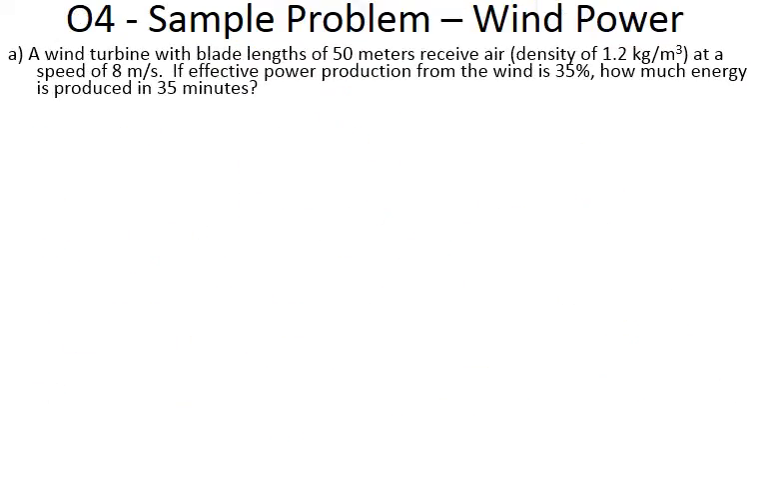Now for this one, we have a turbine blade of 50 meters, and we have the density of the air. The speed of the air coming through is 8 meters per second. And we want to find the effective power production if we're getting 35% of effective power, how much energy is produced in 35 minutes. And so we know that's only 35% efficient. So go ahead and pause the clip and give that a try, and then we'll work through that.